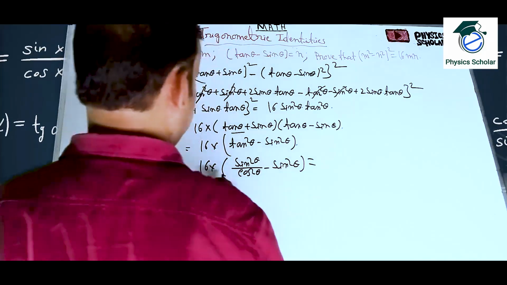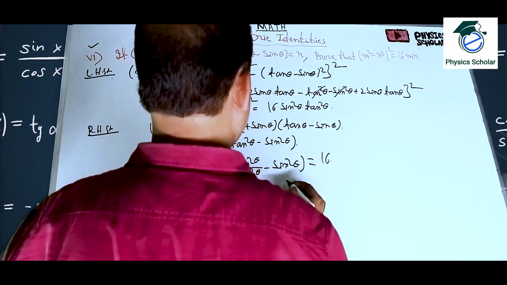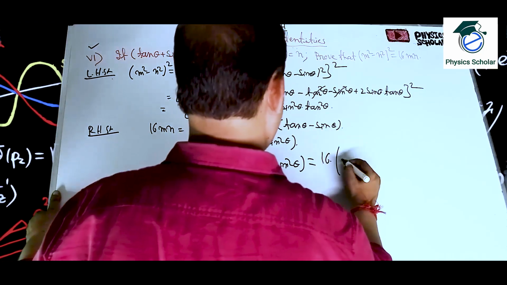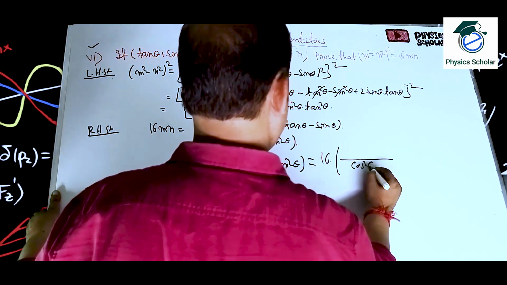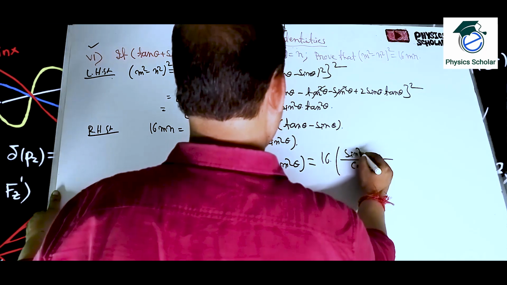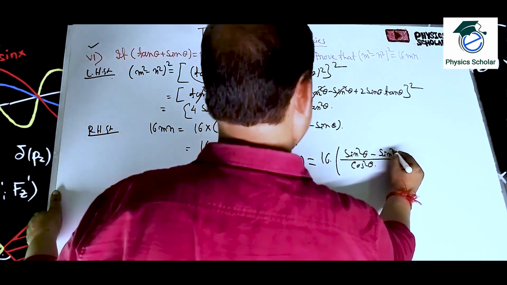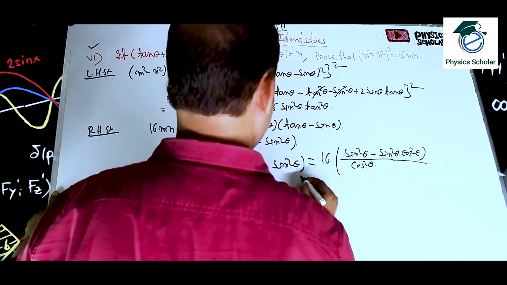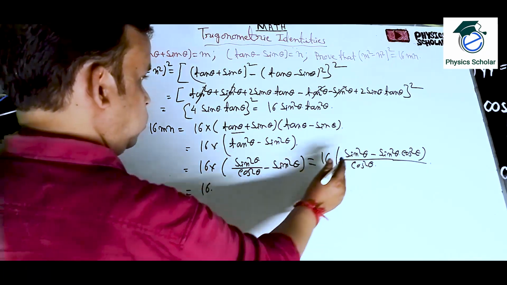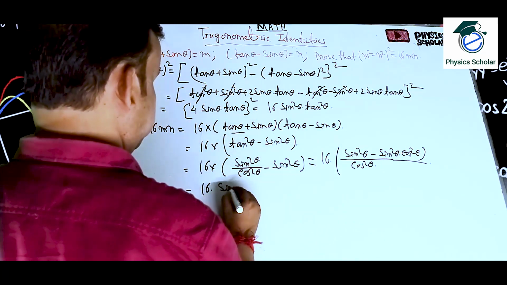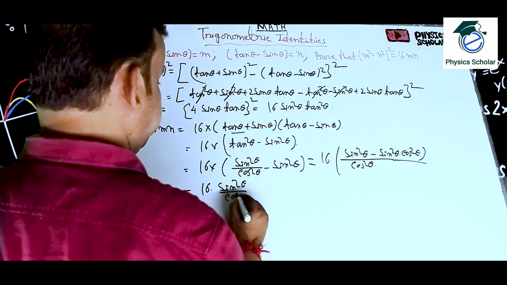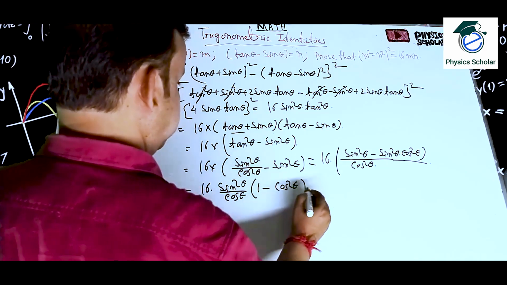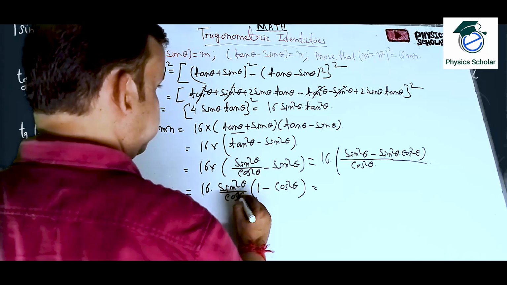Clear? So what we can write? 16 into, it will be cos square theta, so it will be sin square theta minus sin square theta into cos square theta, is equal to 16 into, from here sin square theta common, by cos square theta I am writing into 1 minus what? Cos square theta. Clear? So sin square theta by cos square theta means what? Tan square theta.